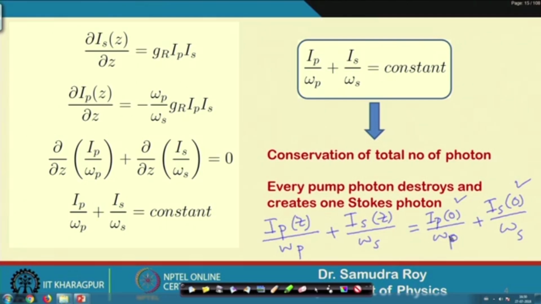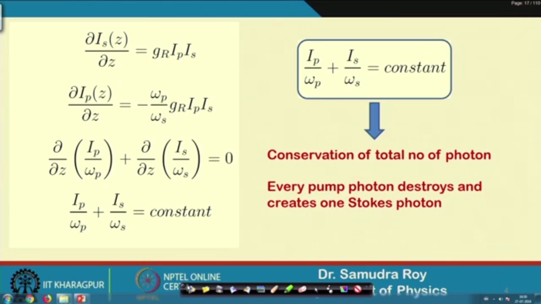Another important thing we find from this equation is that the change of pump photons is equivalent to the gain of signal photons. So, the number of pump photons that are destroyed will create the same number of signal photons. This relation is basically the Manley-Rowe relation, and it basically tells you about the conservation of energy. We have already discussed these things in the previous class; it is just a recap.